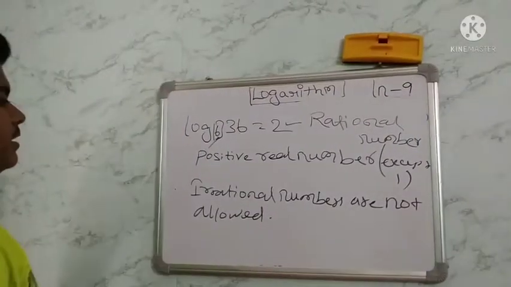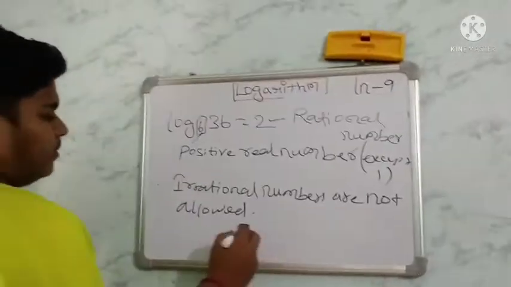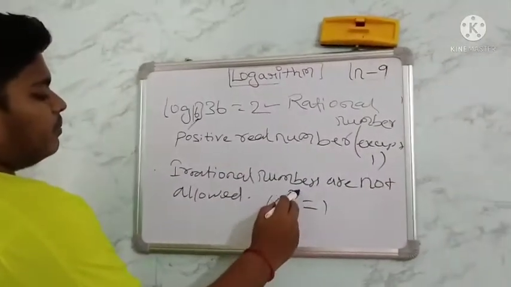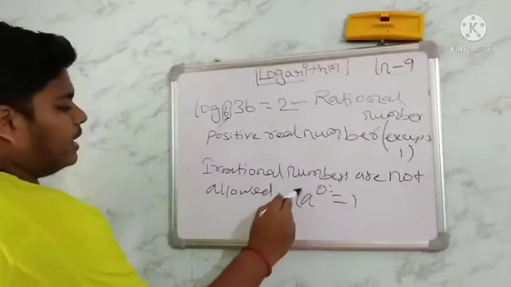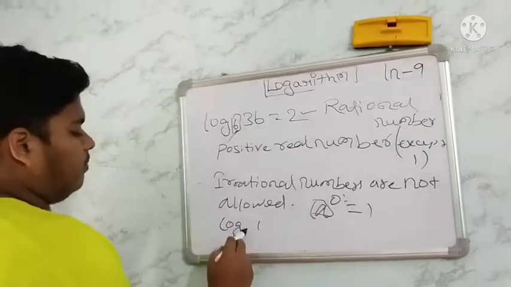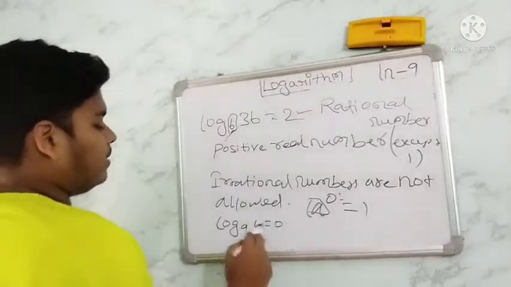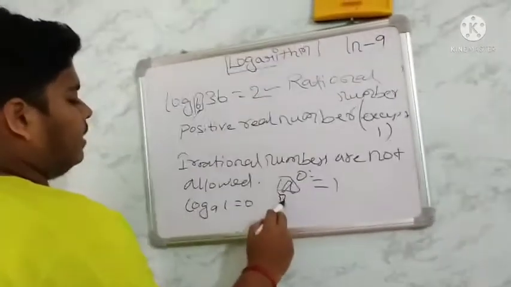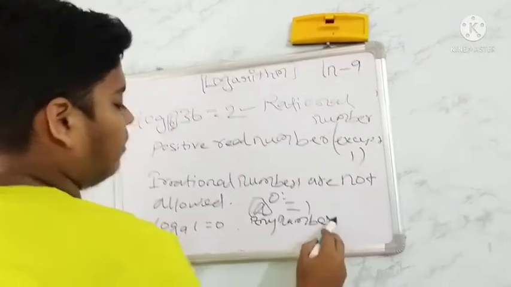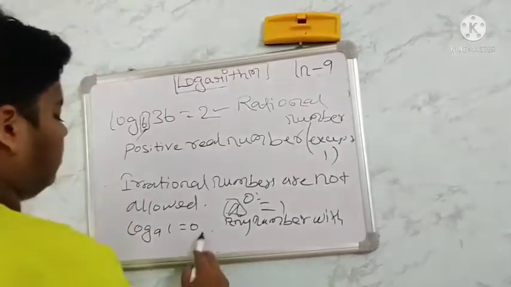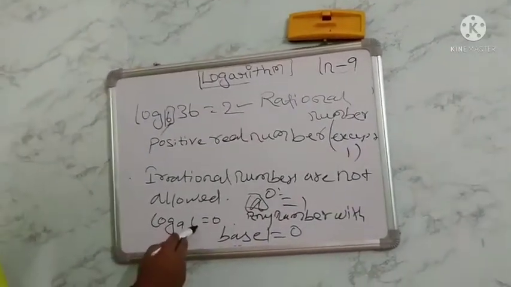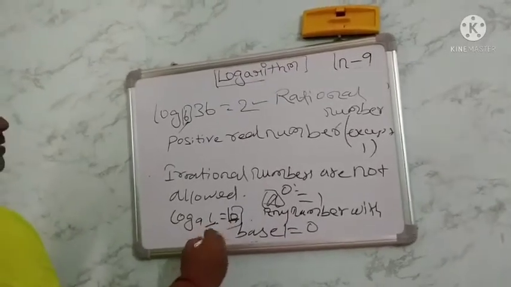One more thing we will learn here is that for any number a, a power 0 is equal to 1. We know that any number with the power 0 is equal to 1. How do we write this in logarithm form? Log of 1 base a is equal to 0. So what we conclude from here is that the log of 1 with any base will be equal to 0, and the exponent will be 0.